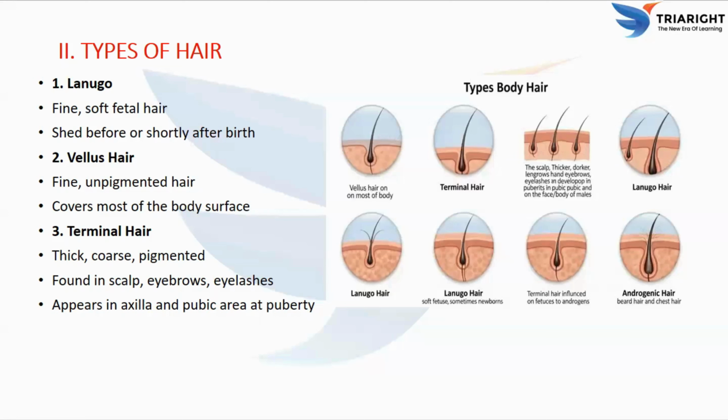Coming to terminal hair, it is thick, coarse, long and pigmented hair. It is located on the scalp, eyebrows and eyelashes. It usually develops at puberty under the influence of androgens. It appears in the armpits, pubic region, face in males and chest in males. It contains high amounts of melanin, which is darker in color. So this is about the types of hair.